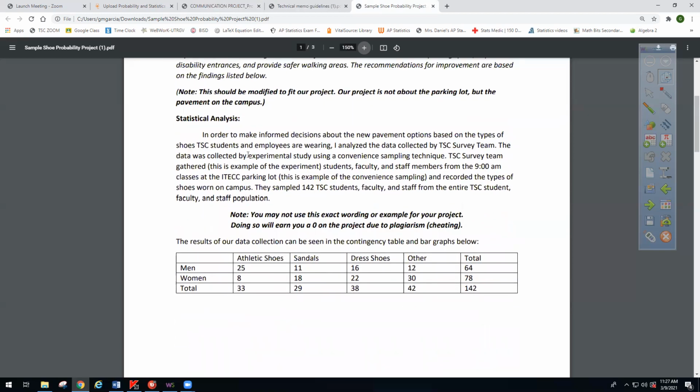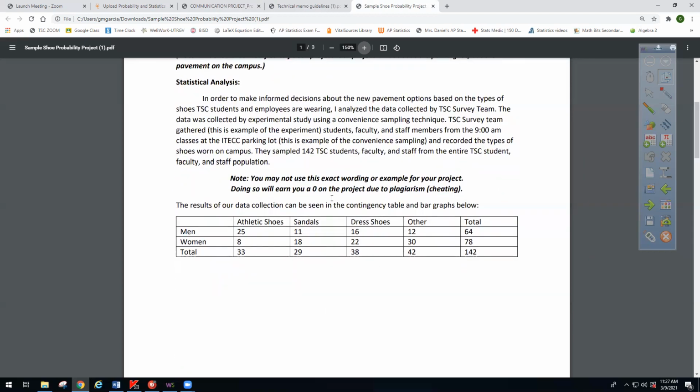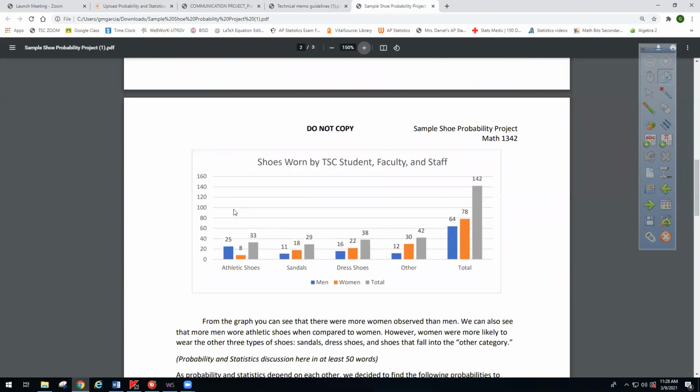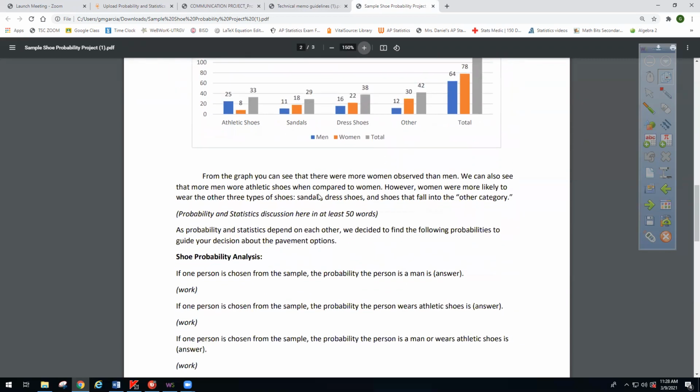Again, after you modify it to fit the project, remember this one has to do with the parking lot. We're doing the pavement recommendation to see which one is better with the type of shoes that the students are wearing, or the faculty or the staff. So you're going to have your two-way table here, or the contingency table. Notice that there's a bar graph. Here we learned how to do bar graphs by using Excel. You can go back to that video.